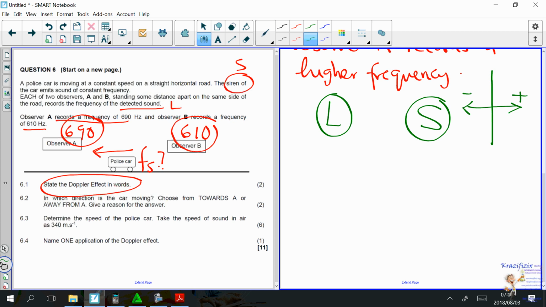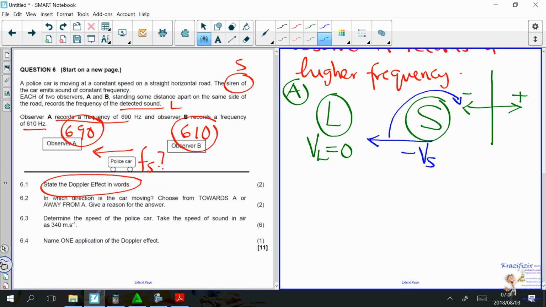Now, in this case, which one is stationary? Let me deal with A. Listener A is stationary, so VL equals 0. Are we clear? The police car, which is the source, is moving towards A. Look at my arrow, towards the listener. Compare the arrow here with the arrow here. What am I going to have? Negative VS.